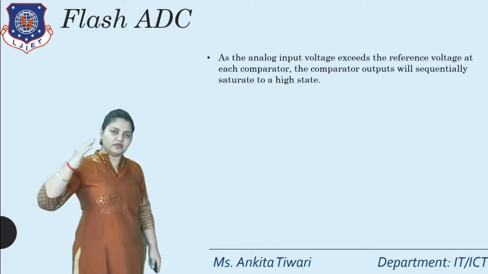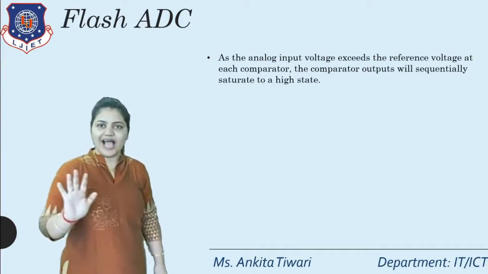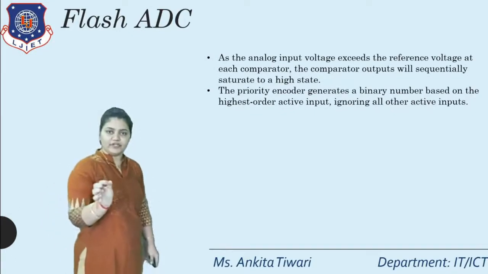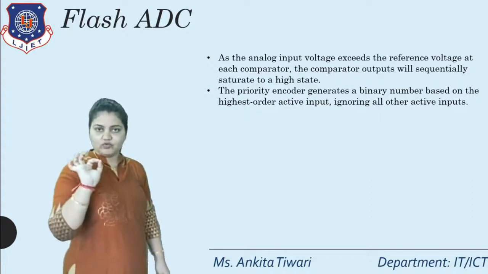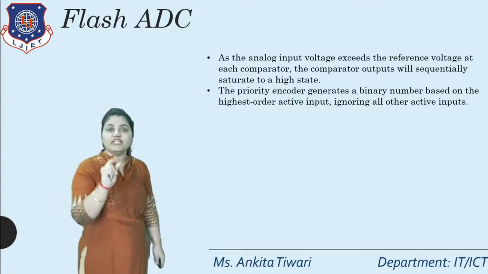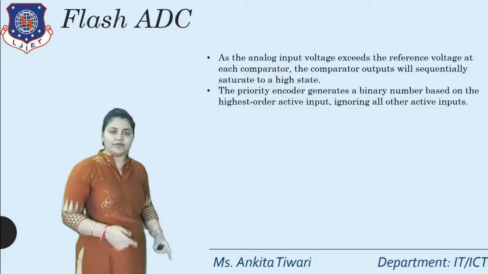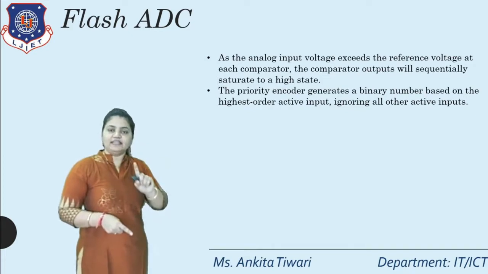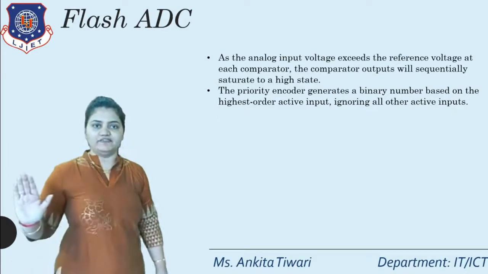Because if it does not exceed, nothing will happen, meaning no output will be obtained. The circuit will go to a high state. Okay. Now the priority encoder will generate something, that is a binary number. With respect to what? The binary encoder will generate a binary number based on the highest order active input. As I already said, all the values will be active, but the value having the highest active value will be taken as the output from the encoder, ignoring all other active inputs.